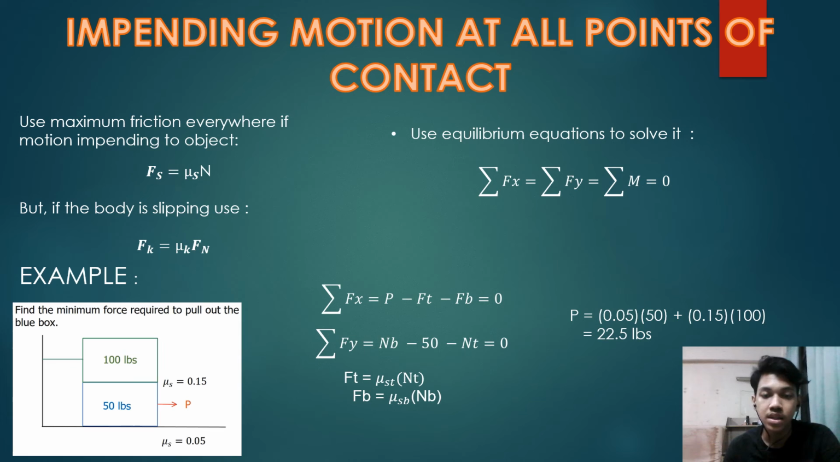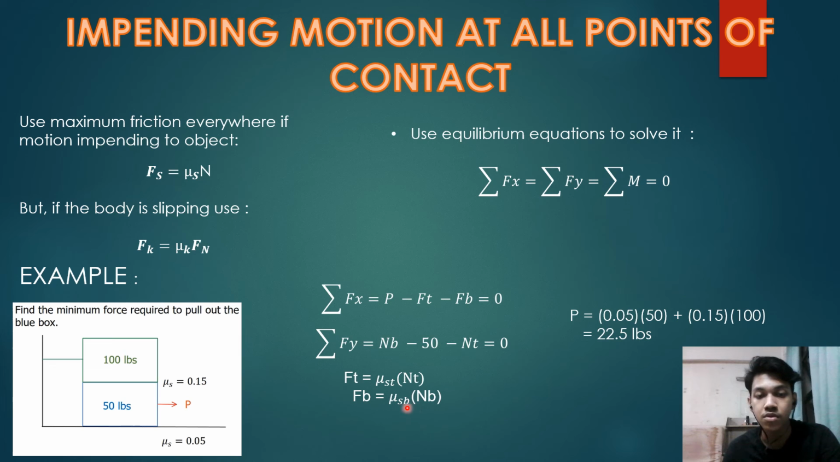So in this kind of problem we also have the force at the top, which is the friction of the 100 pounds box, equal to the static friction coefficient of the top box times the normal force of the top box. Meanwhile, the friction force for the bottom box is equal to the static coefficient for the bottom box times the normal force for the bottom box.